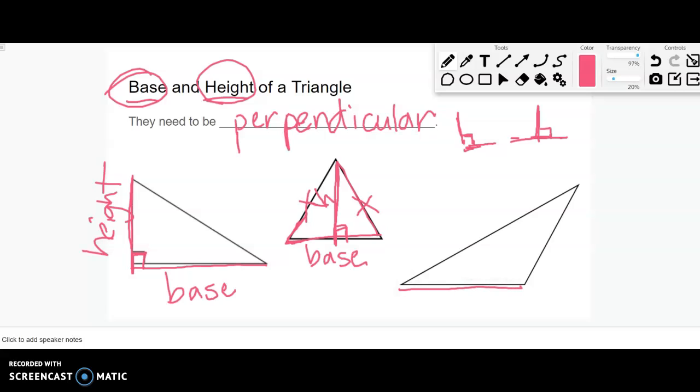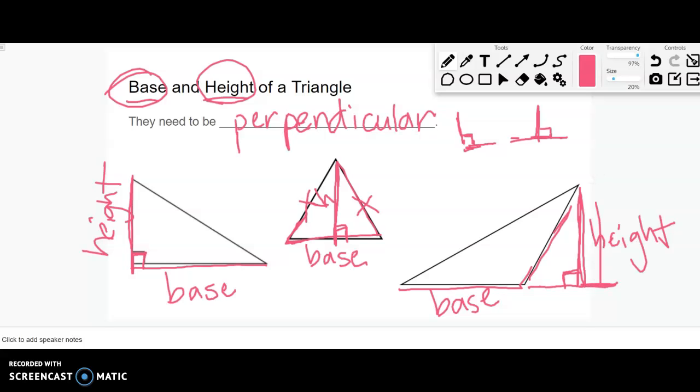With this one, if I were to name this the base, I would actually have to imagine the height out here of how tall the triangle is. So I could imagine if the base kept going, it would make a right angle. So that would be the height of this triangle. Again, going straight up and down. If the base is the bottom, the height goes straight up and down. It is not tilted sideways like this. Just like if you were standing on the ground right here, your height would go straight up and down, right? That's how we measure a height.